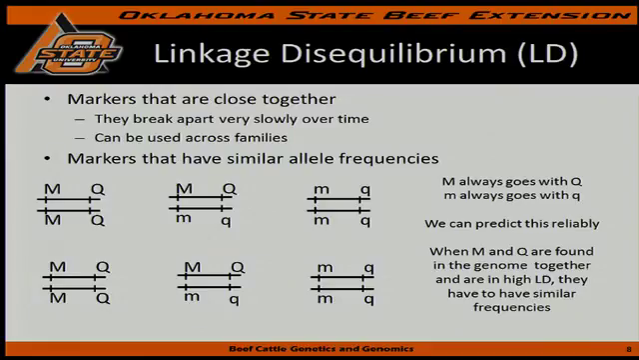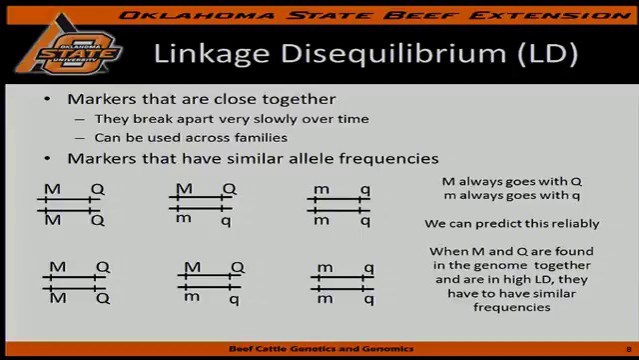And that is in contrast to something like linkage disequilibrium, which we typically would find between markers that are close together within the genome. So they break apart more slowly over time, and we can use them across many different families. So as you might expect, these are the kind of effects that we would like to model. And as a function of how these blocks work within the genome, they have to have similar allele frequencies. So in order to get an idea, we have a marker here denoted by M, and we have a big M and a little m, so 2 different alleles.